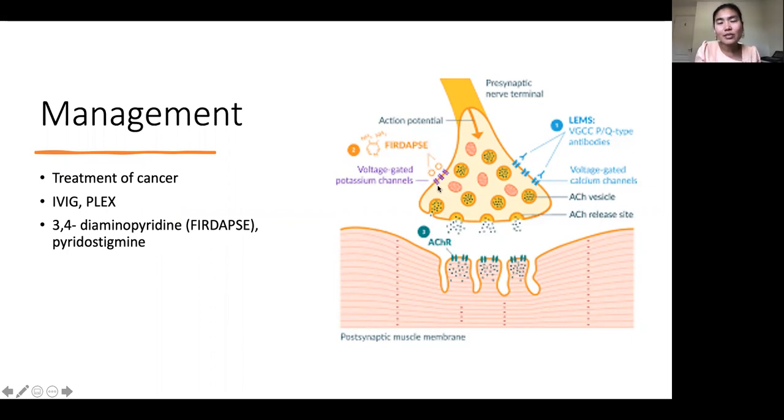The concept here is, you also have voltage-gated potassium channels, which are important to stop the action potential, okay? By blocking those potassium channels, the action potential can be prolonged. And when the action potential is stronger, they will overcome the voltage-gated calcium channel antibodies, and then the patient will have more acetylcholine vesicle release into the neuromuscular junction, and the strength will get better. You can also use pyridostigmine in this condition as well.